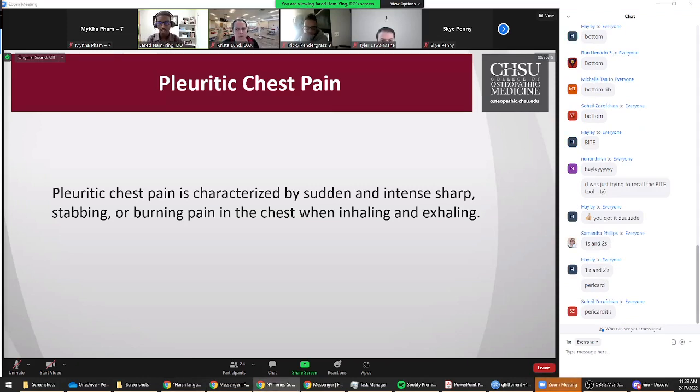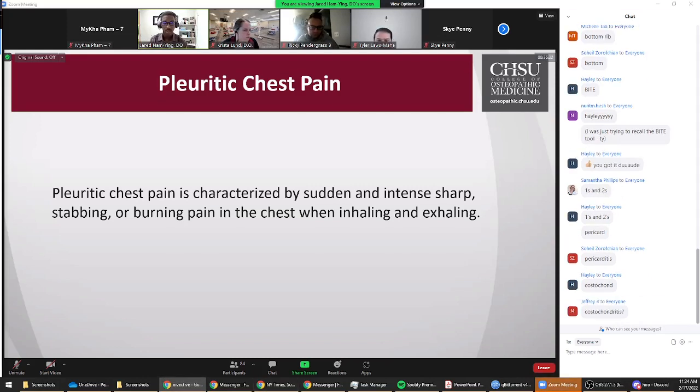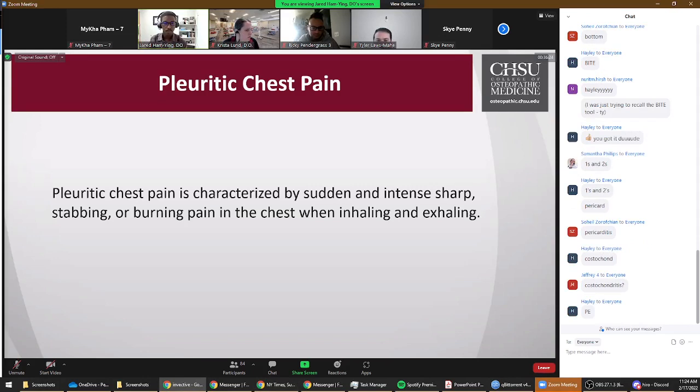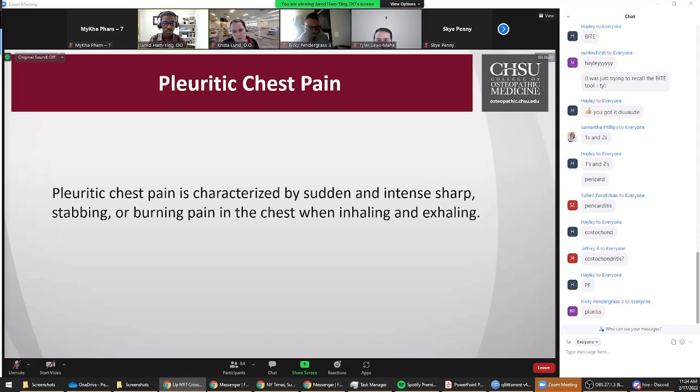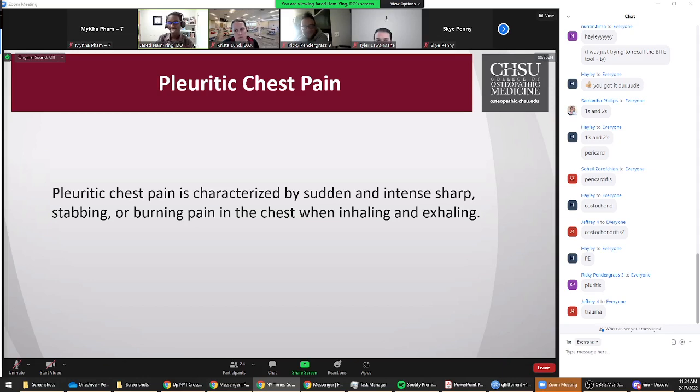Can be common in pericarditis. Good, good. Yes, costochondritis, that inflammation of the anterior aspect of the ribs. Definitely. PE can have it as well. Good, good. Pleuritis, okay. Yeah, pleuritis would count, but it's technically the definition of it.